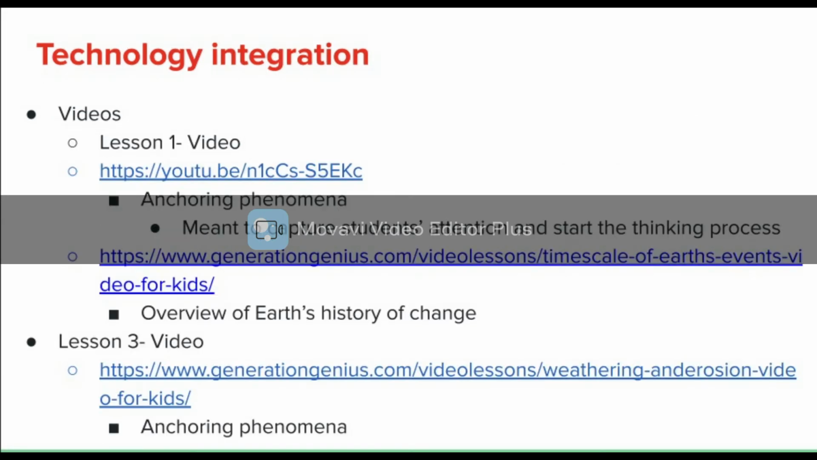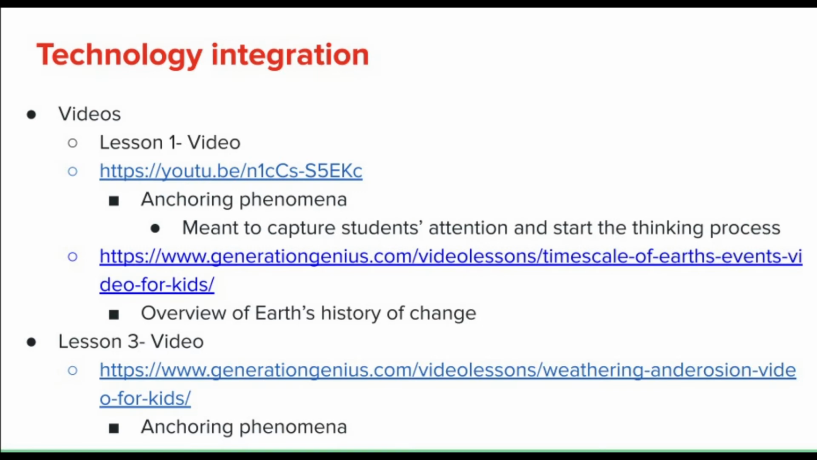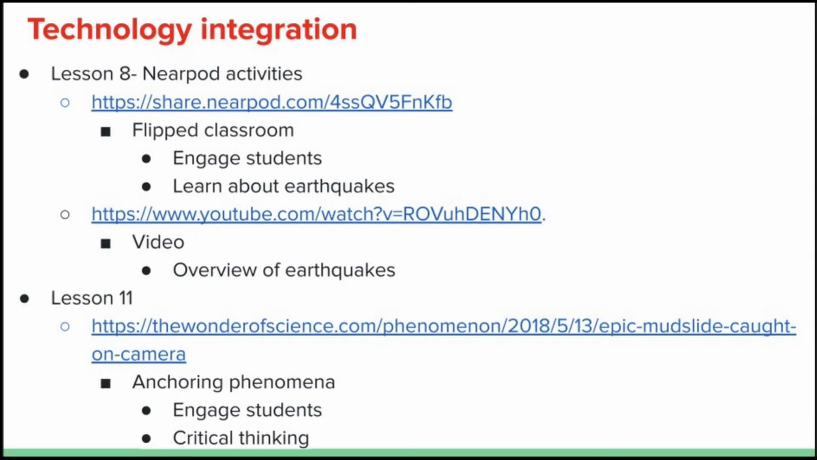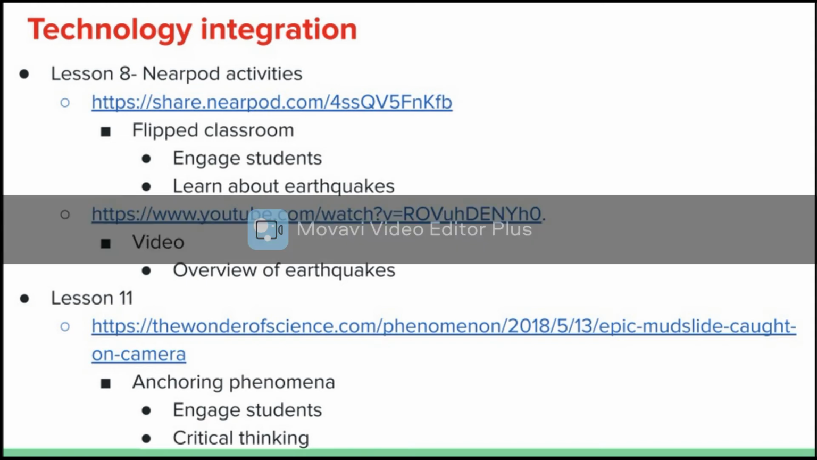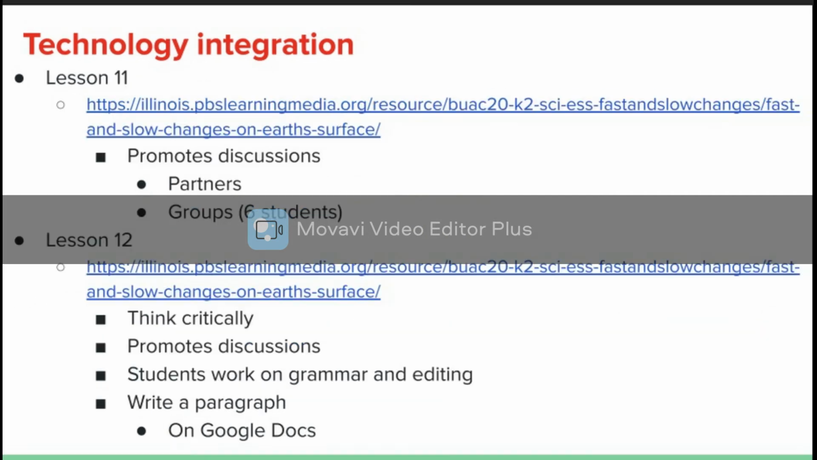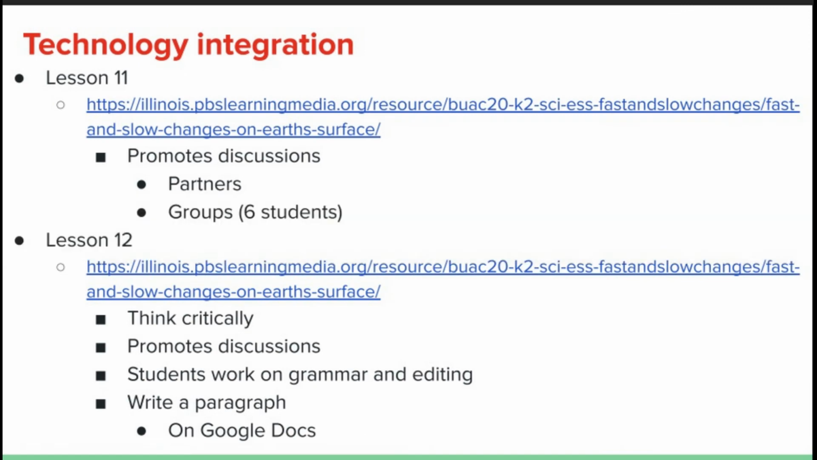Lesson 1 uses a YouTube video and a Generation Genius video to introduce changes that occur to Earth throughout history. Lesson 3 uses a Generation Genius video about weathering and erosion to introduce the topic. Lesson 8 uses Nearpod activities to introduce a flipped classroom lesson about earthquakes. Lesson 11 uses a video about mudslides from the Wonder of Science website to promote discussion. Lesson 11 also uses the PBS website to show examples of both fast and slow changes and promote critical thinking. Lesson 12 uses the same website so students can practice writing a paragraph and promotes discussions.